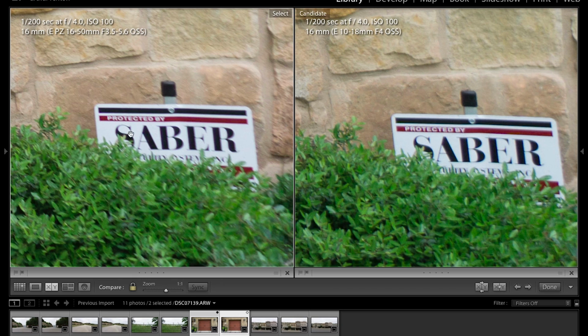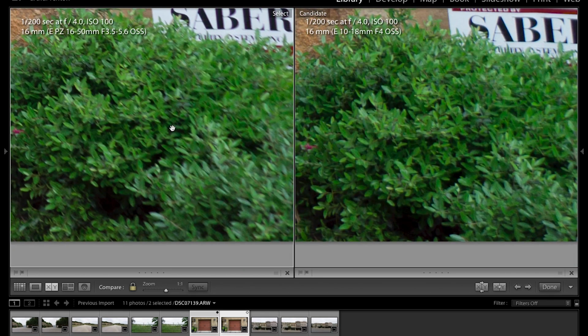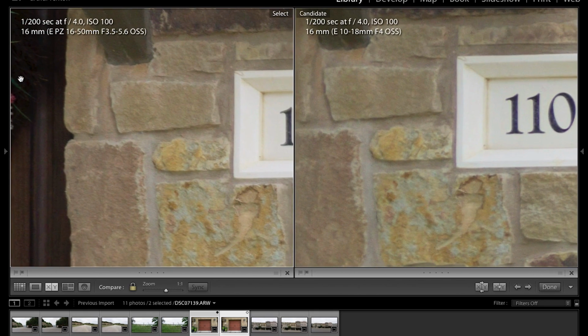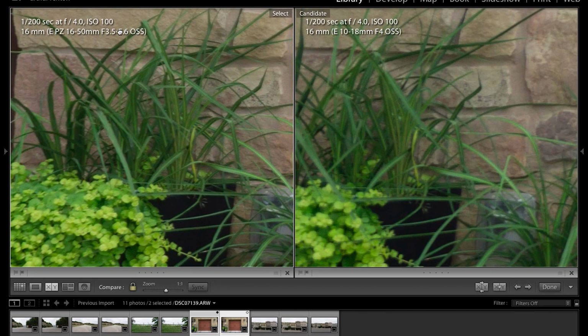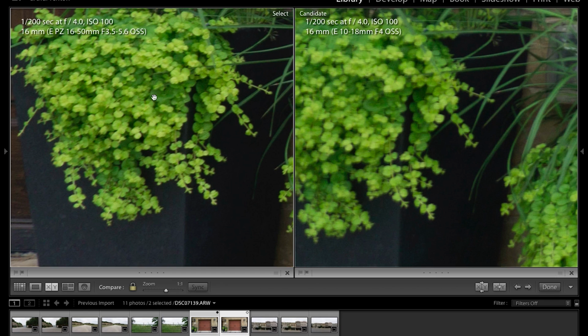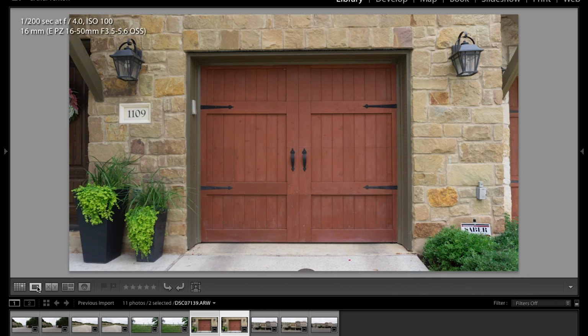It's definitely very close. Right here, when you look at the bushes, you can tell that the 10-18 is actually in focus and a bit sharper in the corners. This side, however, the kit lens is sharper. So kind of an interesting mixed result. The kit lens is sharper on this side, the 10-18 is sharper on the bottom corner here. But anyway, that's not the point of this picture.